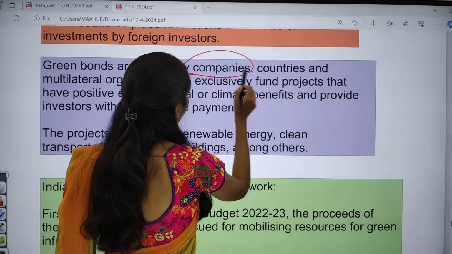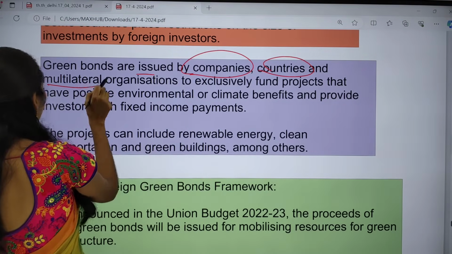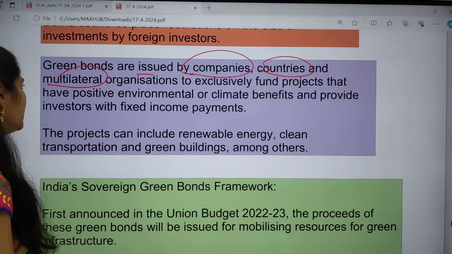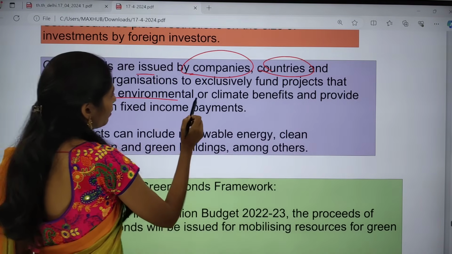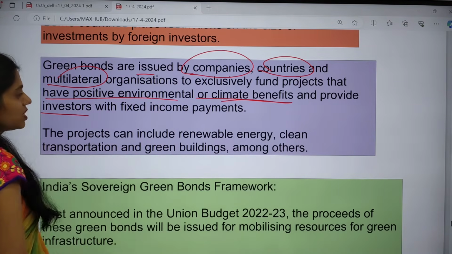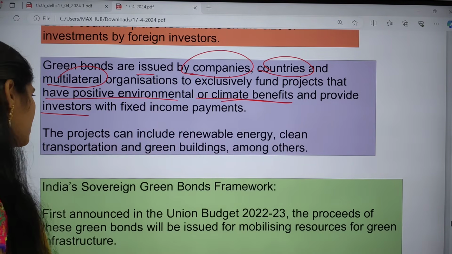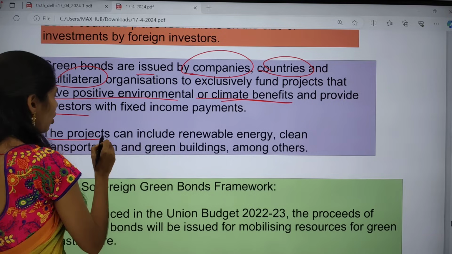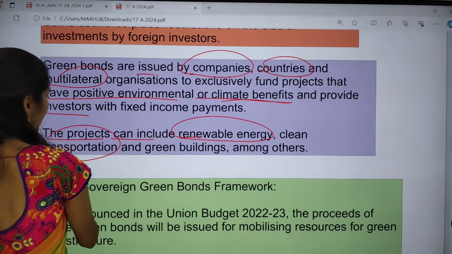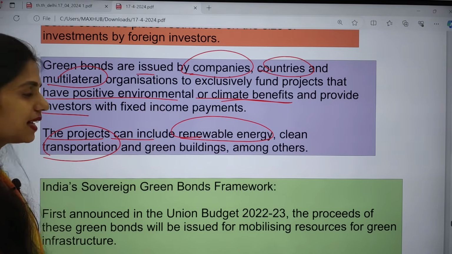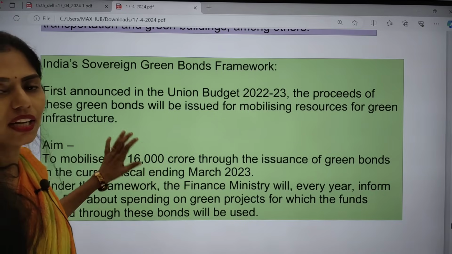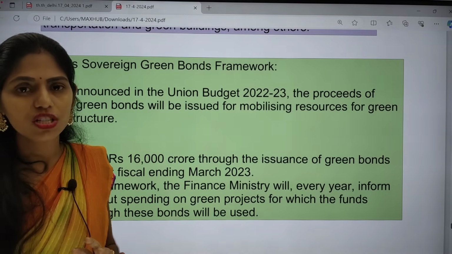And what are green bonds? Green bonds are issued by companies, countries and multilateral organizations to exclusively fund projects that have positive environmental or climate benefits and provide investors with fixed income payments. The projects can include renewable energy, clean transportation, green building and others.